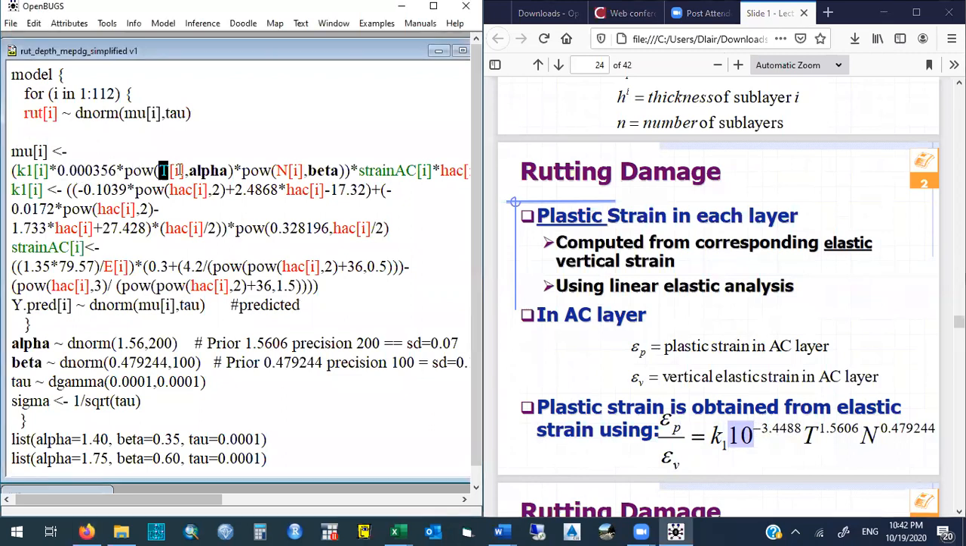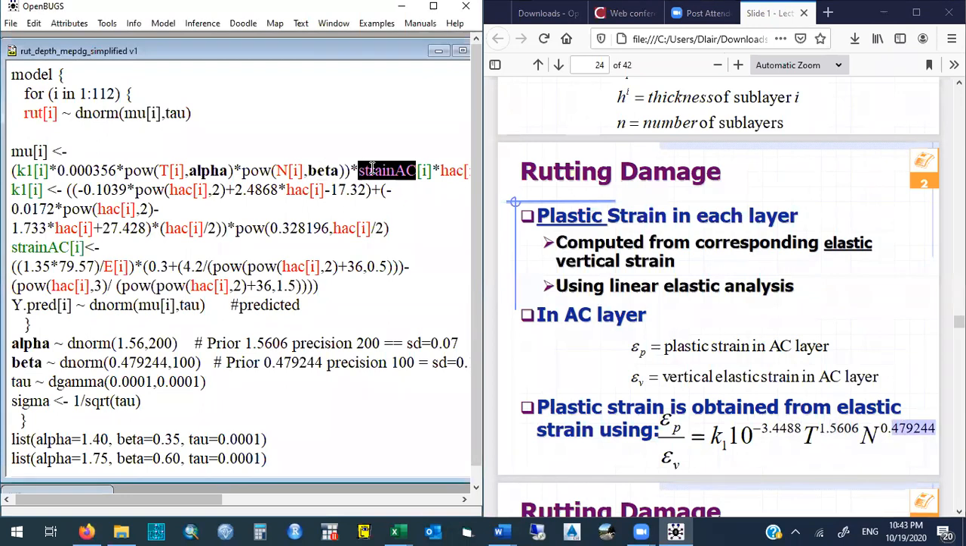And then I have T1 to the power of alpha. So it's T to the power of alpha. But you see this 1.56, I'm calling that alpha instead. And then I have N to the power of 0.4792, N to the power of beta. This 0.4792 was estimated with a software like this. Okay, so what we're doing is we're learning how to estimate these coefficients or calibrate with local information.